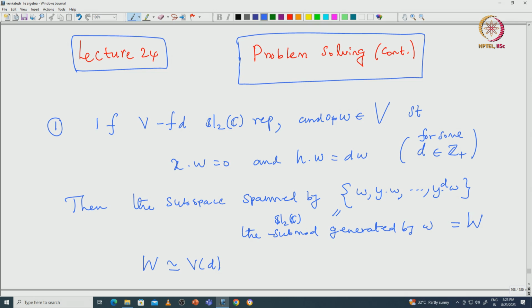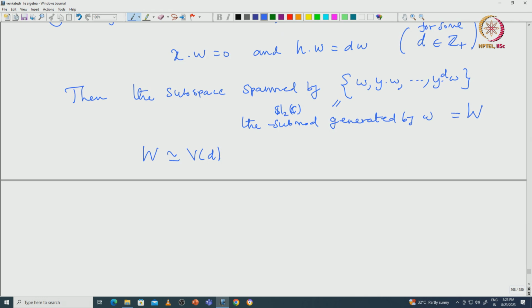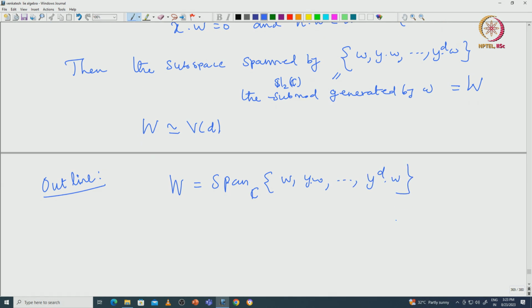One way is to go through the proof again and see that this subspace which we called W is invariant under the action of x. That is the only thing we need to prove. I am not going to go through the entire proof again, I will just outline the way we proved it. You take this W to be the span of these vectors w, y w, etc., y power d dot w.